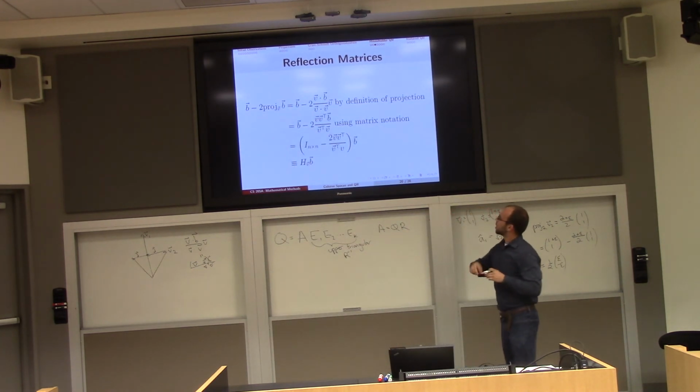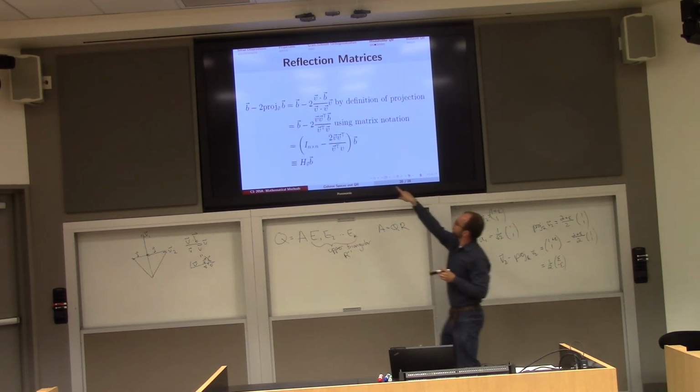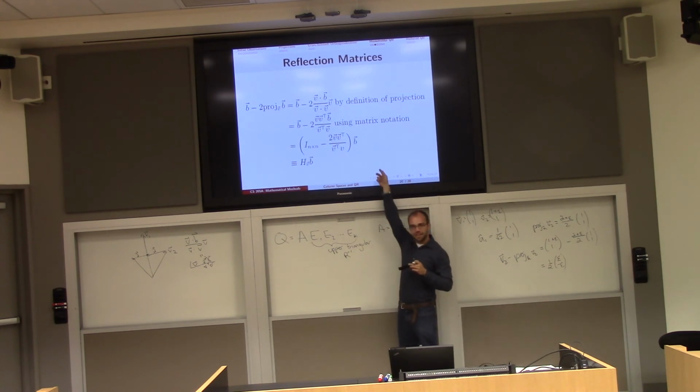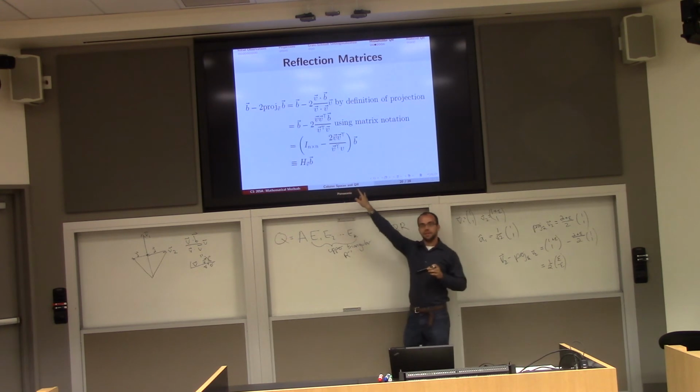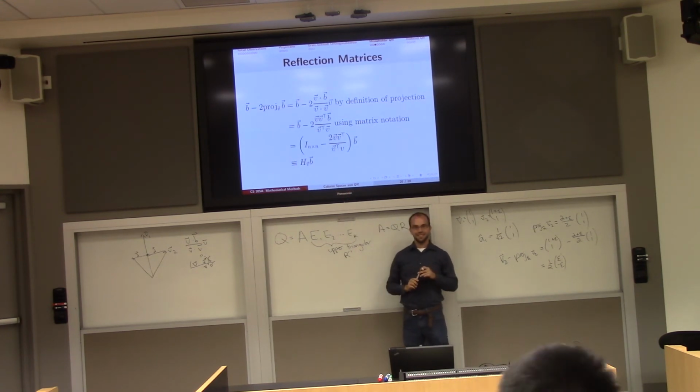Okay. So now I can factor it the other way, right? I get a V on the right-hand side. And then what is this matrix here? Well, this is the matrix of the reflection over V, and we'll call it H sub V. Okay, see what I did there?